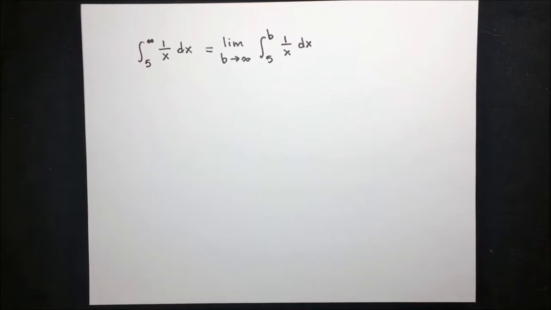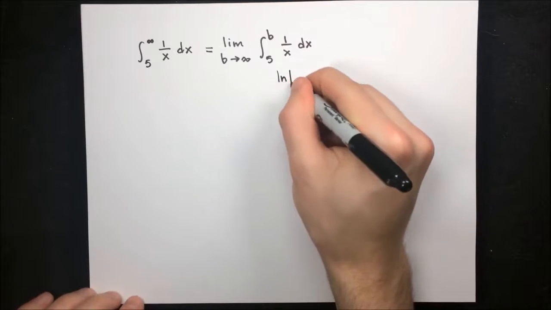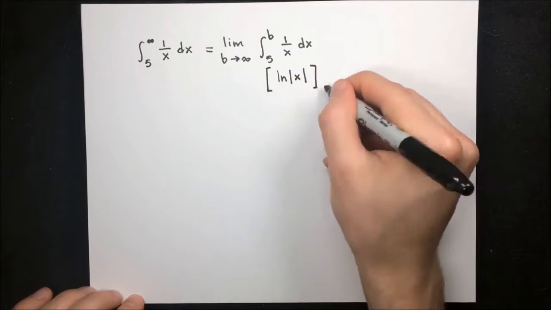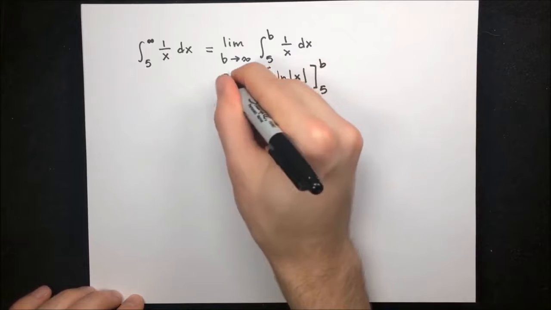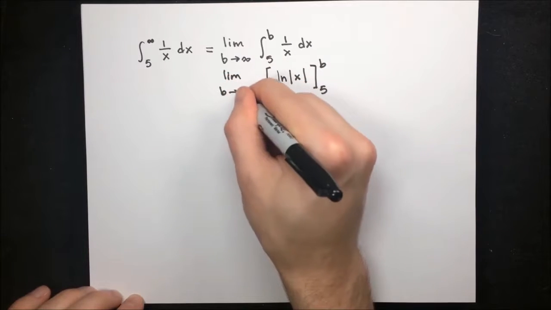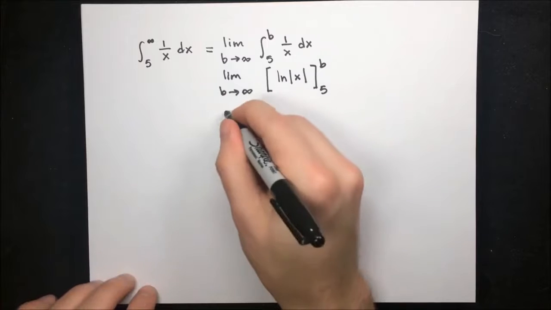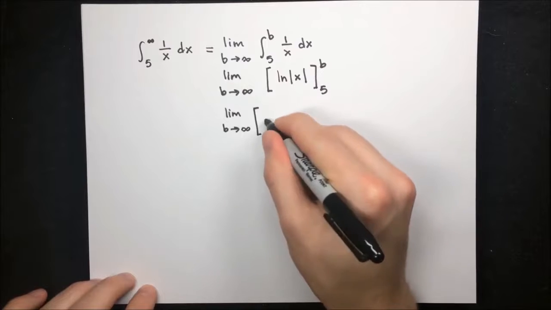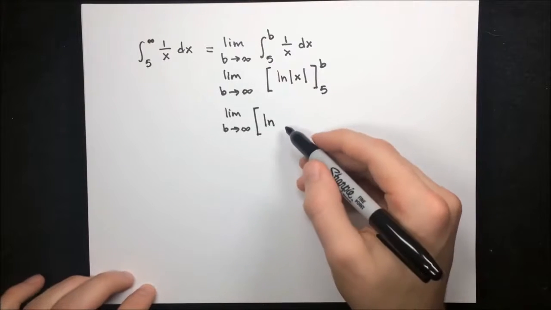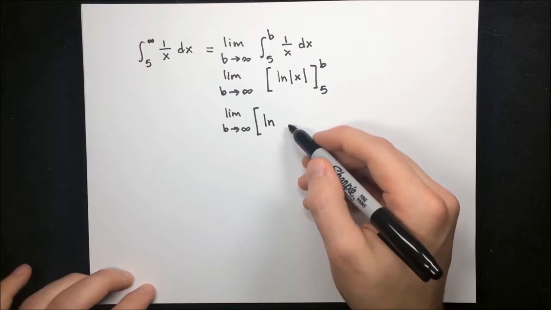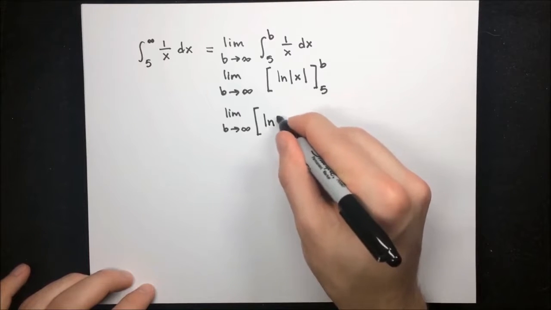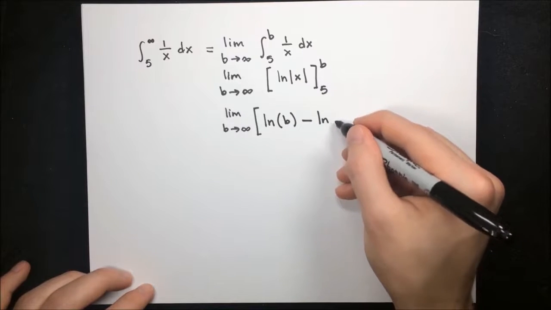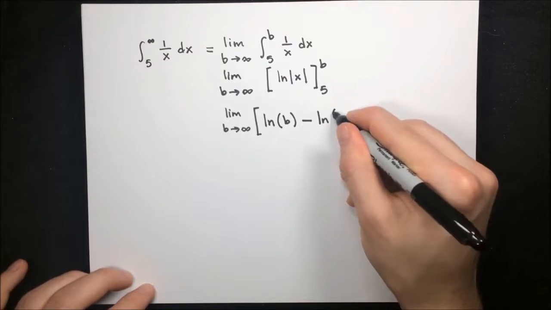Remember, the antiderivative of 1 over x is natural log of absolute value of x, and we're going to be evaluating this at the bounds from 5 to b and taking the limit as b approaches infinity. So this is the limit as b approaches infinity of natural log of absolute value of b. Well, b is a positive number because it's tending towards positive infinity, so we can just write natural log of b, and then minus natural log of the absolute value of 5. And 5 is also a positive number, so its absolute value is just 5.